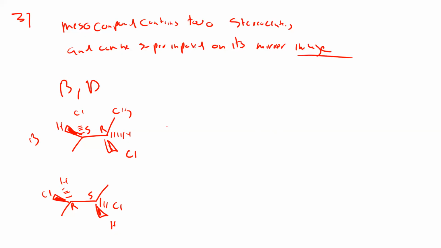So let me see. So the mirror image would be, so that's your mirror image. And if you rotate this, then it's going to overlap. So that's why B and D work. So that's 31. Any questions?